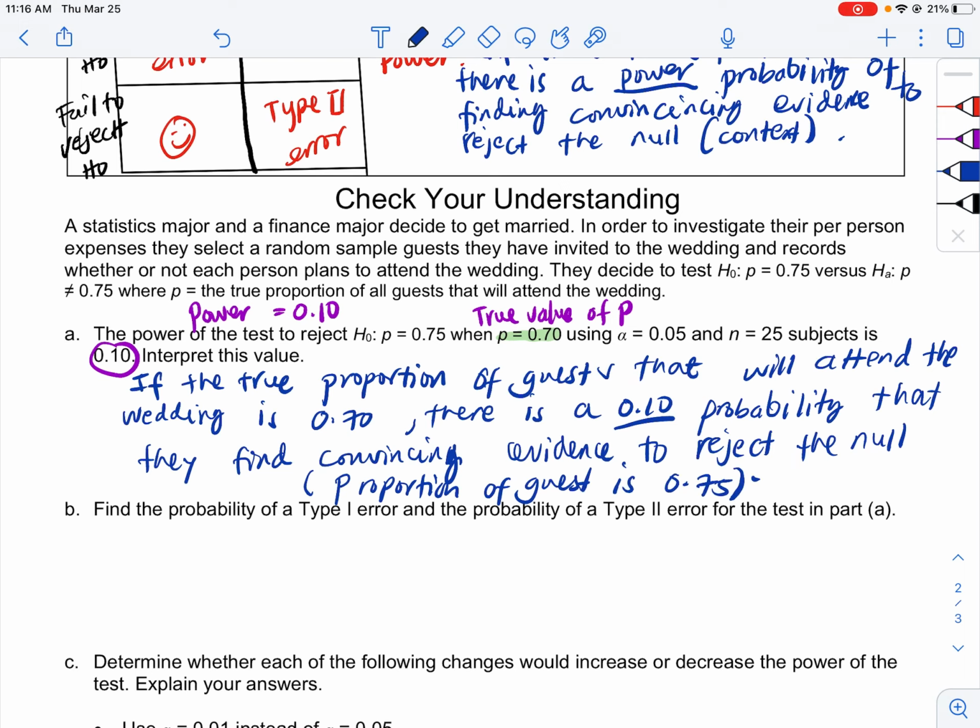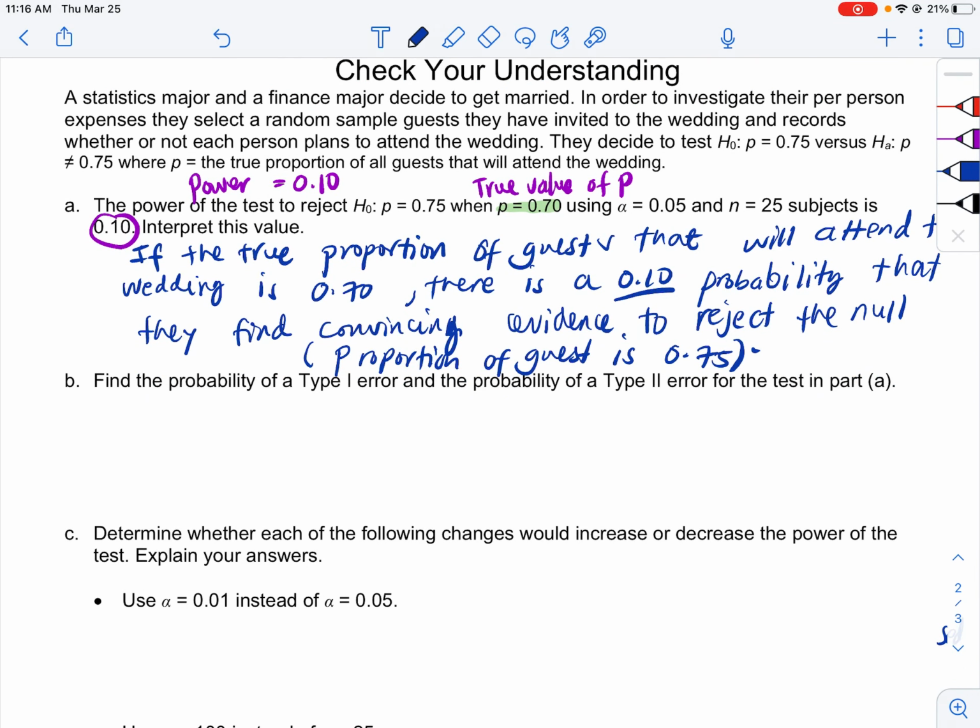So how do we increase the power here? Because it's really low, 0.10. We only have a 10% chance of making a good decision. To increase the power, we want to increase the distance of the true value from the null, from the 75%, in order for our power to go up. Or we can increase the sample size, which is 25.